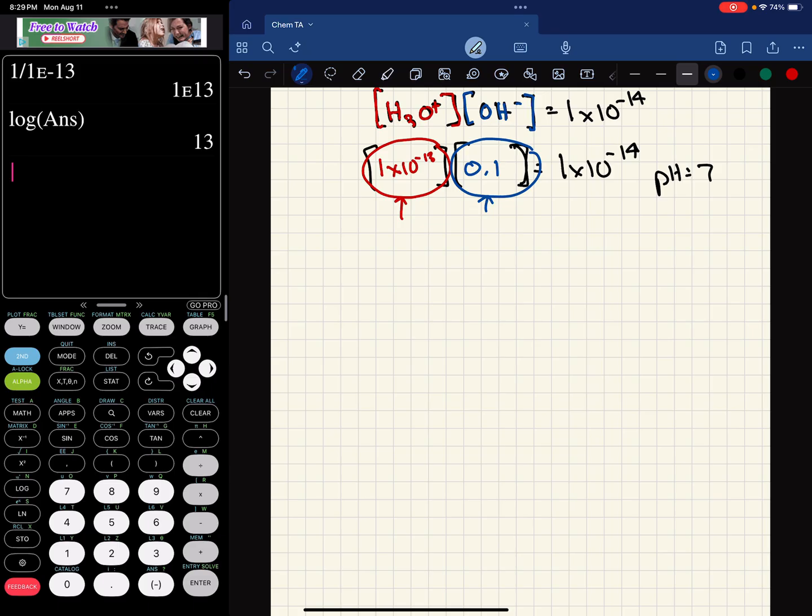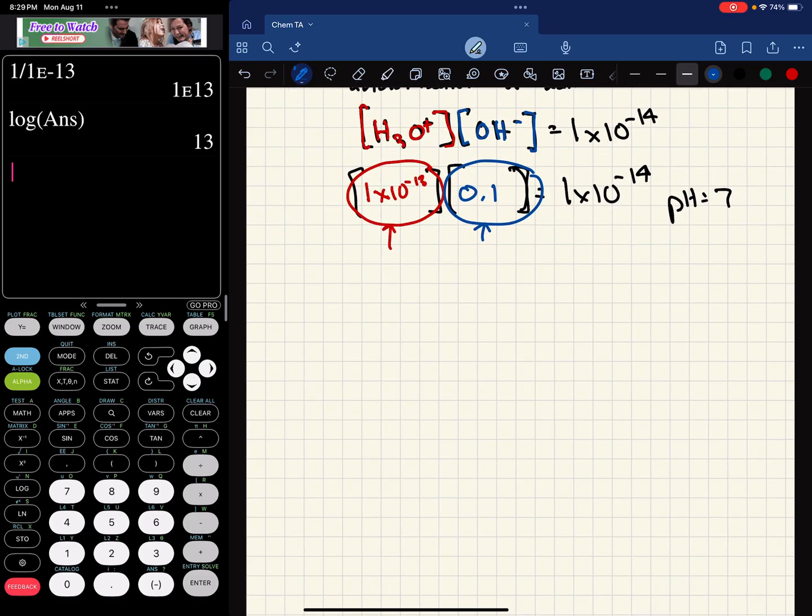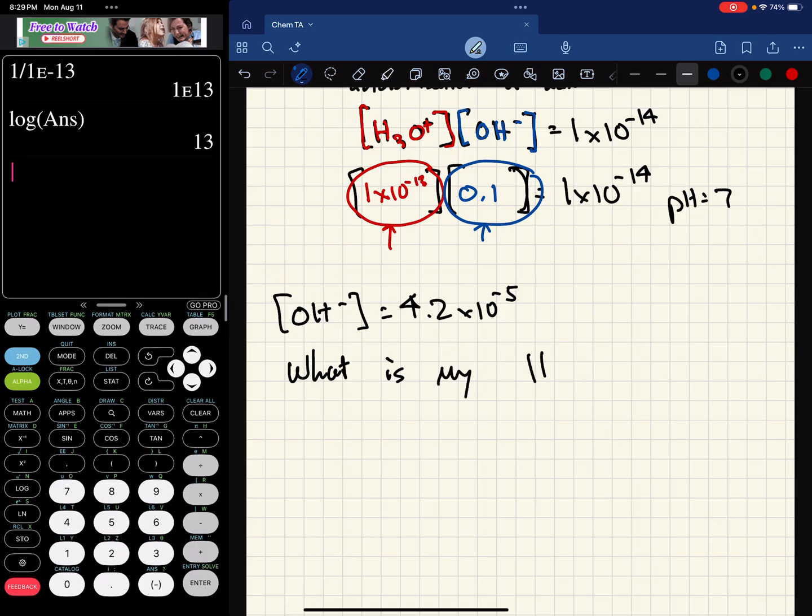Okay, here is the base of what I want you to be able to do. If I give you this number, say my OH concentration is 4.2 times 10 to the negative 5, what is my H3O plus concentration? What's my H plus concentration?